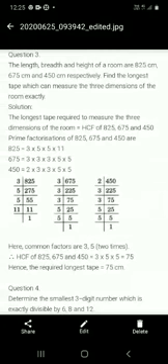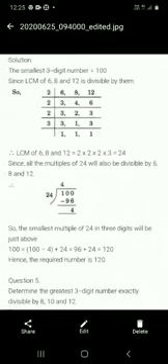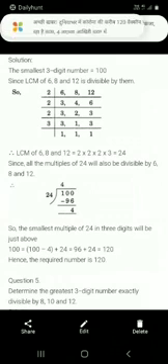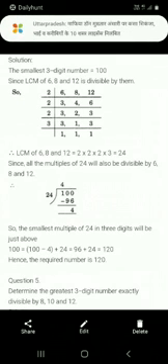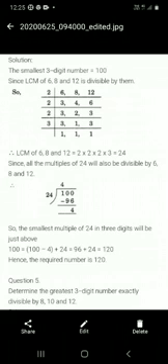Question number 4. Determine the smallest 3-digit number which is exactly divisible by 6, 8 and 12. First of all you will write down the smallest 3-digit number, 100. Then you have the numbers 6, 8 and 12. You will find out the LCM of 6, 8 and 12. Then you got the LCM 24, and with this 24 you will divide 100. So the smallest multiple of 24 in 3 digits will be 100 minus 4 plus 24, which is equal to 96 plus 24, which is equal to 120. Hence the required number is 120.